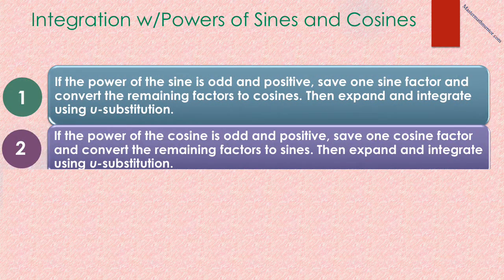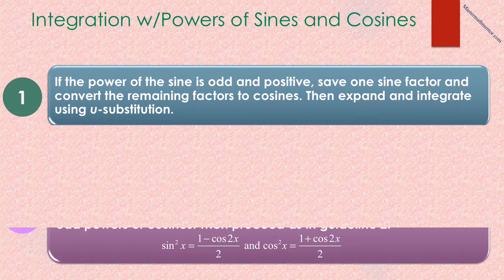There are 3 guidelines to integrate expressions with powers of sines and cosines. First, if the power of the sine is odd and positive, save one sine factor and convert the other remaining factors to cosines. Then expand and integrate using u substitution. Second, if the power of the cosine is odd and positive, save one cosine factor and convert the remaining factors to sines. Then expand and integrate using u substitution.